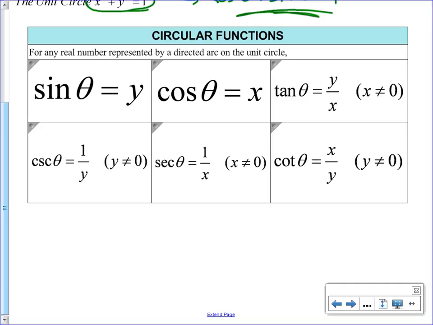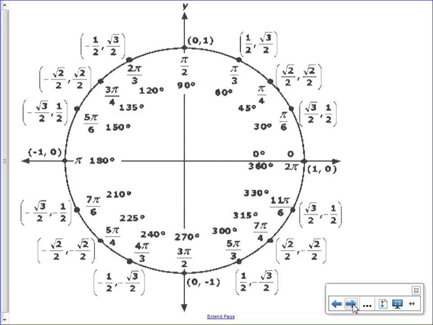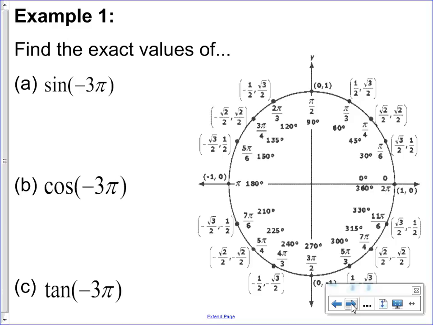Okay, so instead of degrees, we have to use radians. Again, make sure you have your unit circle handy, and it'll help you solve all of these. Here we go. Find the exact value of sine, cosine, and tangent of -3 pi. So you start at 0, and you have to go around pi 3 times. So 1, 2, and then back to 3 is right here where you end up, right?